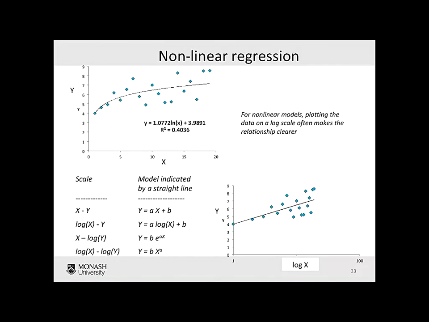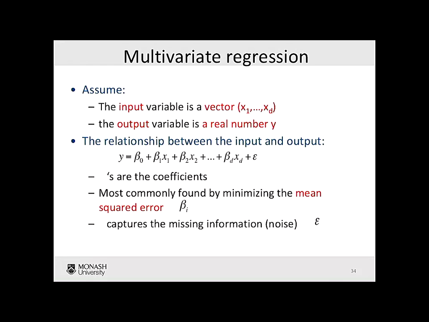Linear regression is very, very basic and often doesn't fit most of our data because often we have this curve, so you can use nonlinear regression. And then we have multivariate regression, where we have lots of different data sets, and you have the input variables, the vector, and the output variable is a real number. And we're looking for the relationship between these two.